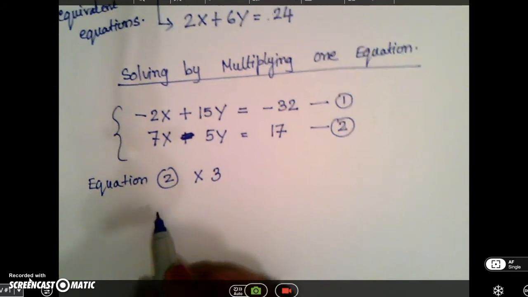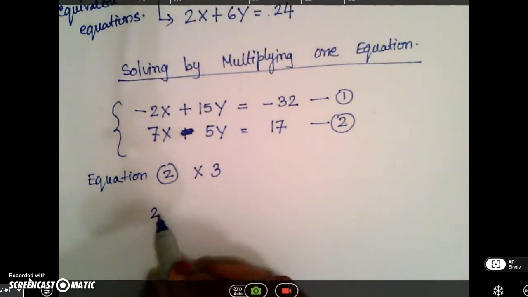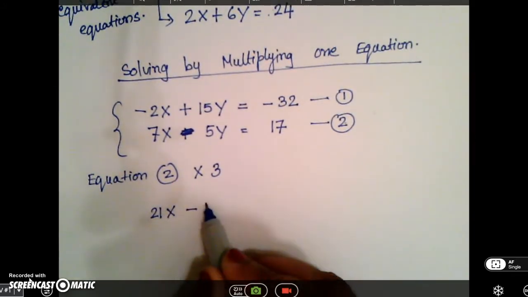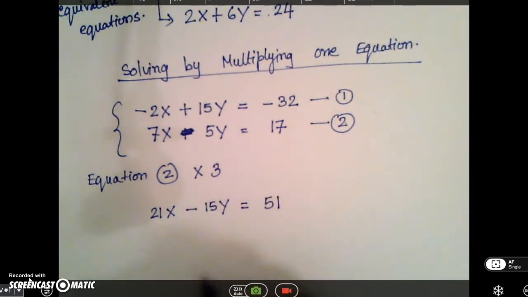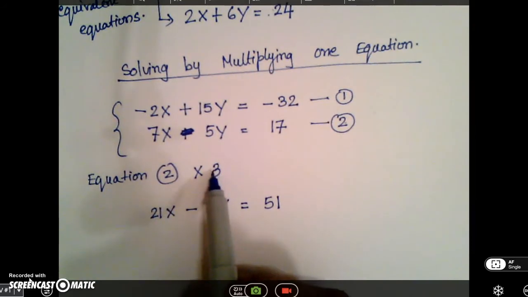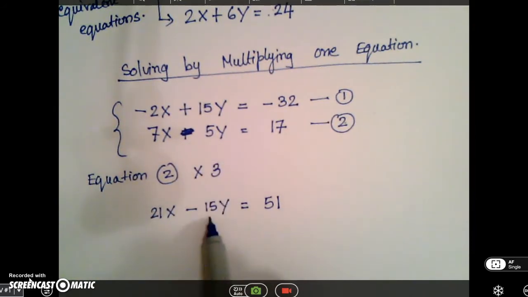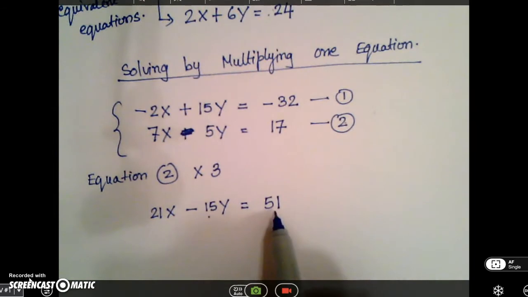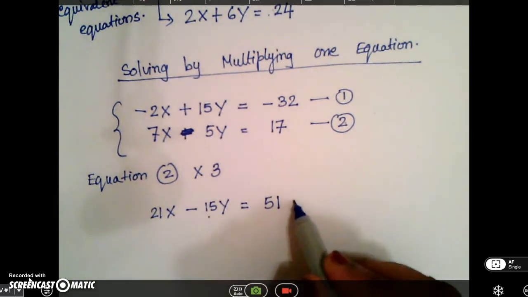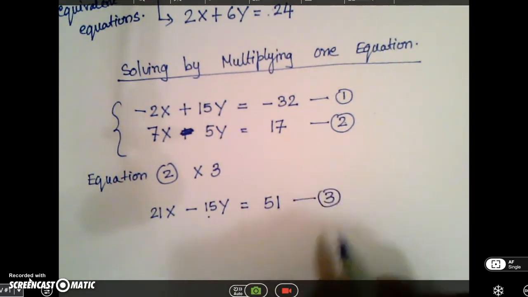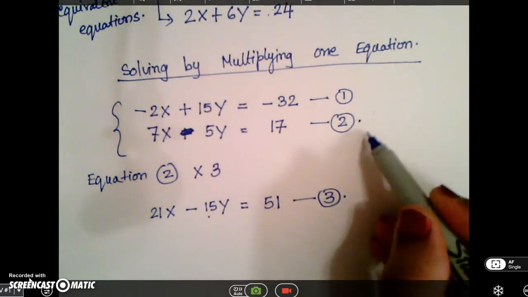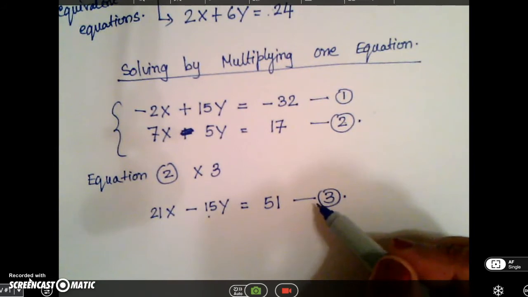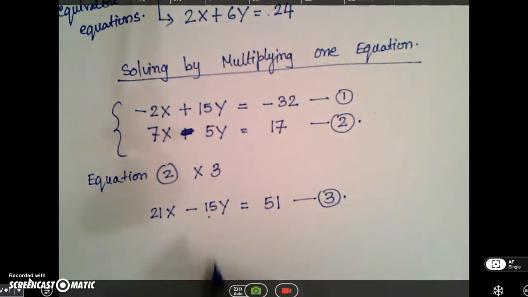So my new equation becomes 21x minus 15y equal to 51. 7 times 3 is 21. Negative 5 times 3 is negative 15. 17 times 3 is 51. So I have a third equation. If I look closely, my equation 2 and equation 3 are one and the same. It just looks different, but they are one and the same.